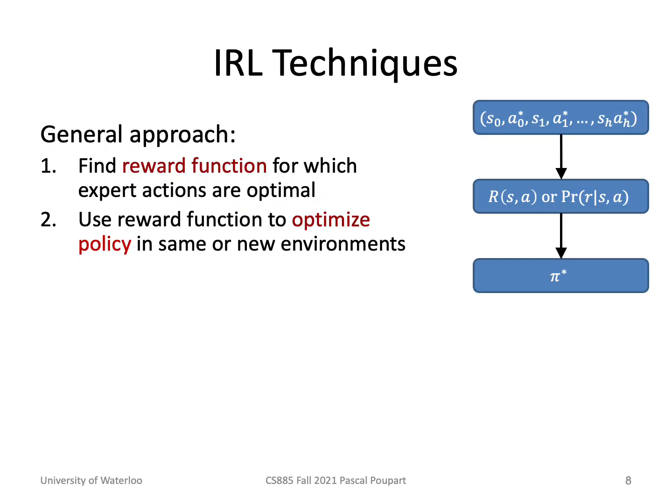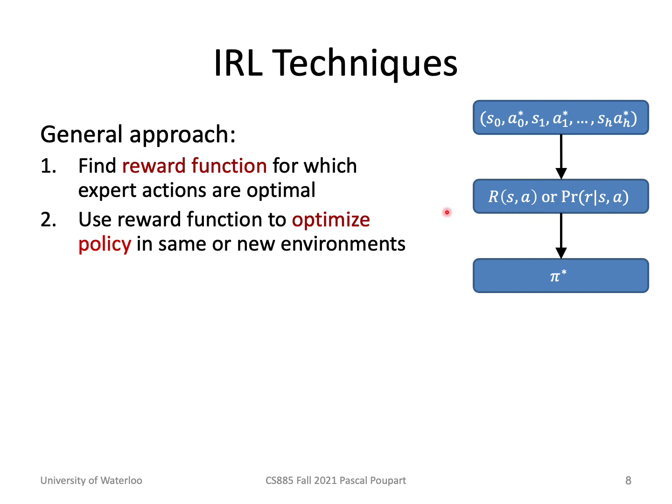A general approach for inverse reinforcement learning consists of the following two steps. So first, we're going to find a reward function based on the expert actions that are known to be optimal. So schematically, you see we've got trajectory data. These are state action pairs where the actions are optimal. And then from this, we recover what is the reward function, otherwise the distribution over rewards. So that's our first step.